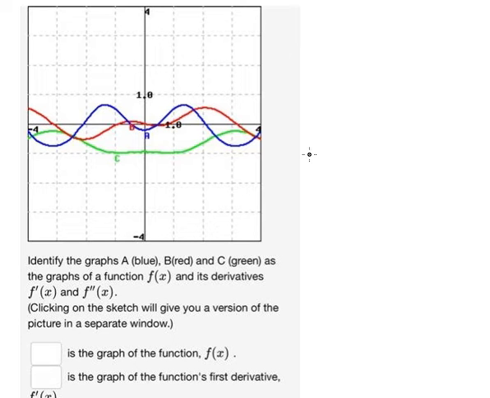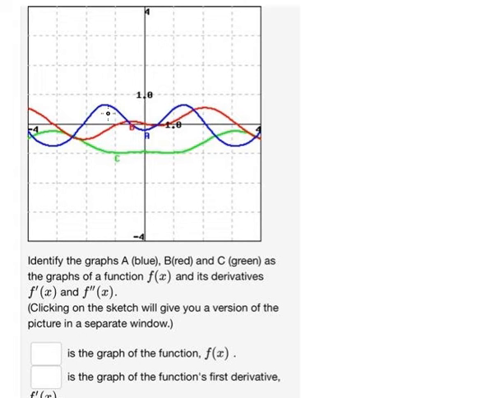So if we look carefully on the graph, we need to analyze A, B, C, which should be about f of x, the first derivative, and the second derivative. So now I want to show you how to answer.